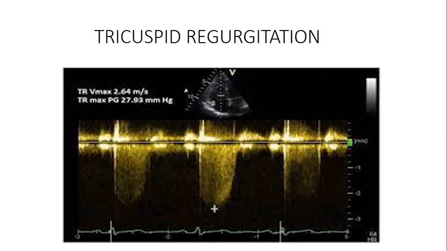Remember, I mentioned that the simplified Bernoulli's equation uses the presence of the TR. So the pressure gradient of the TR is 27.9; already it has done the calculation. If I have my constant RA, right atrial pressure, which is 10, I'll just add it to this pressure gradient, and I'm going to have 37. So a pressure gradient of 37, that is on the milder part.